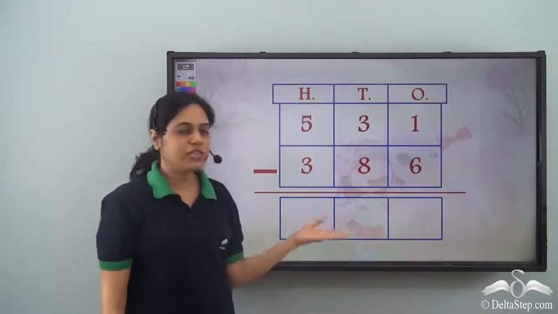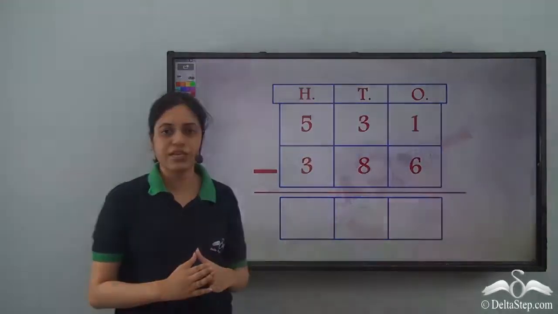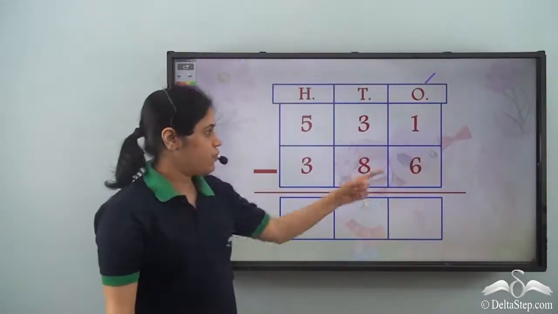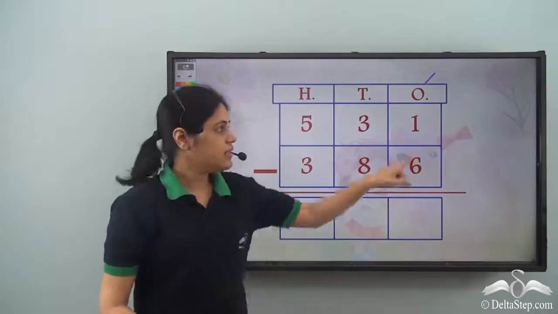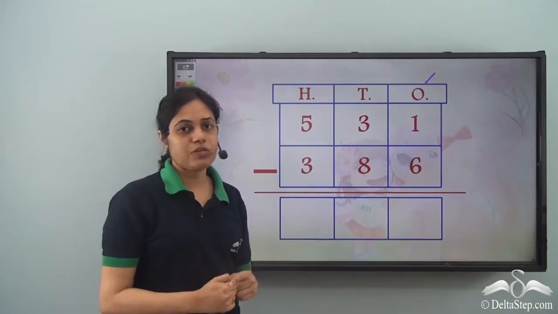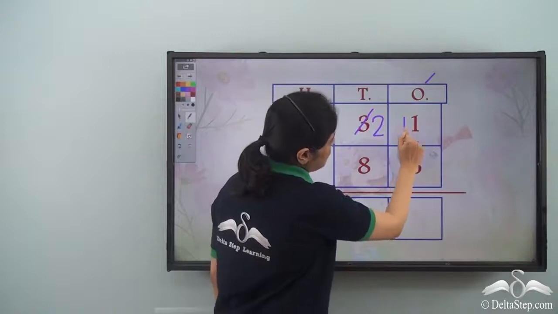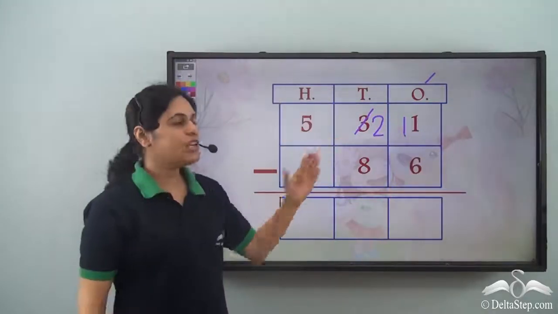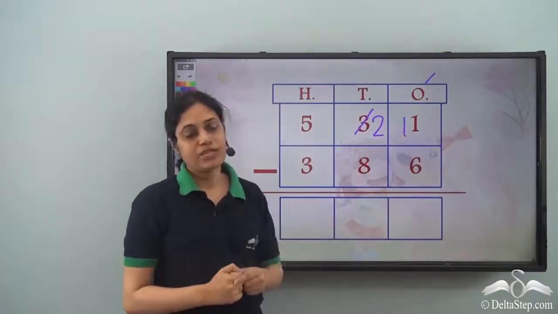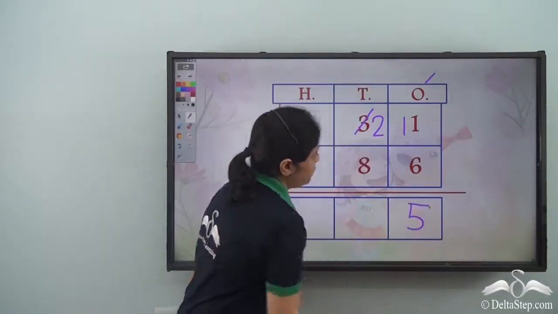So let us subtract these two numbers now. I have 531 and 386. So once again, I start with the ones room. In the ones room, I have 1 minus 6. 1 minus 6 is not possible. So 1 will borrow from 3. 1 will become 11 and 3 will become 2. Now I can do 11 minus 6. What is 11 minus 6? 5. So I have a 5 here.